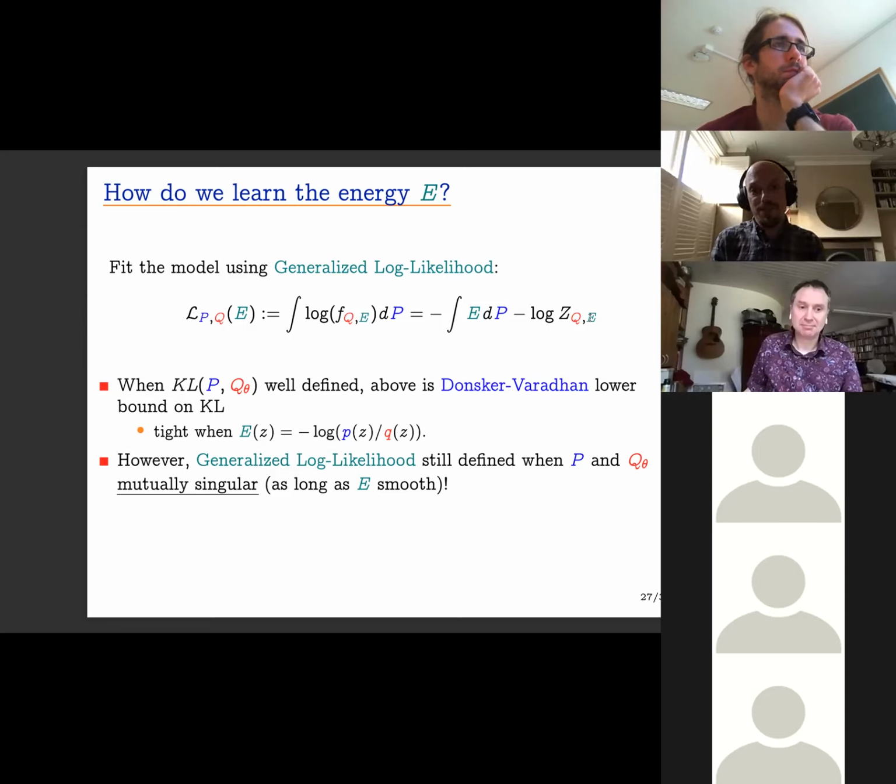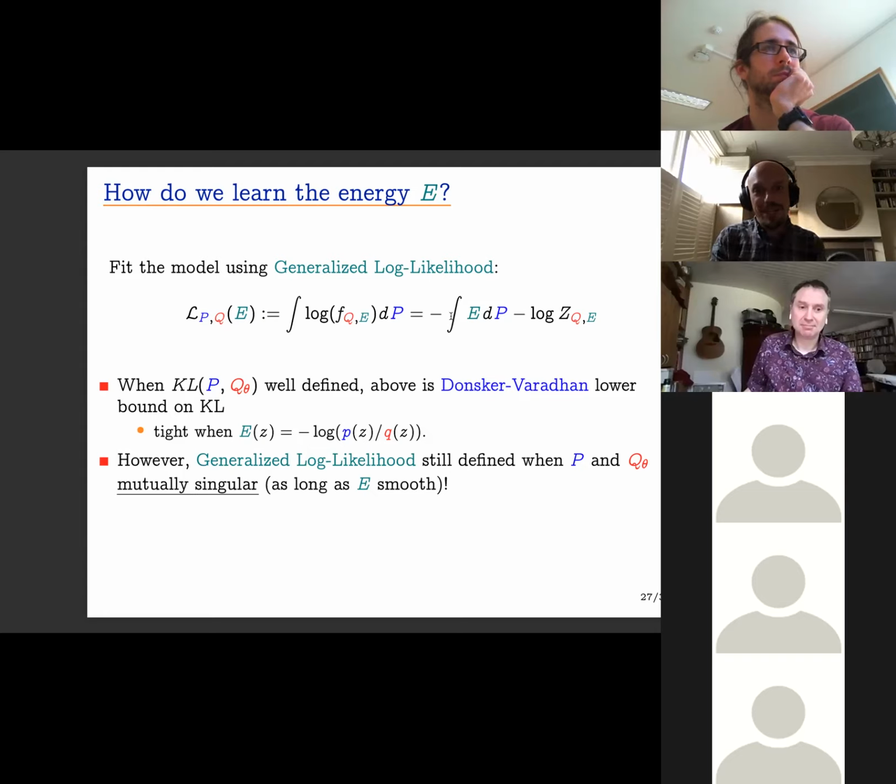Now, let's first of all say that the ratio of P to Q is well defined. So either they both have Lebesgue densities on R^D, or they both share the same low dimensional support in the high dimensional space. Then this bound becomes tight when E is the negative log ratio of P to Q. So no surprises here, I'm just doing importance reweighting. However, we're interested in the case where P and Q have disjoint support, so mutually singular. And as long as E is smooth over my ambient space, this is still well defined. It's not infinity or something vacuous in this case.